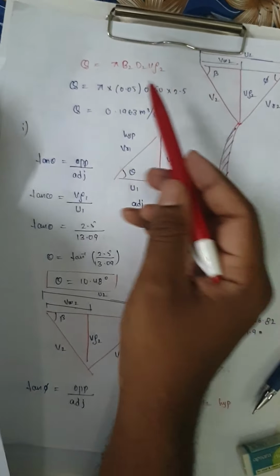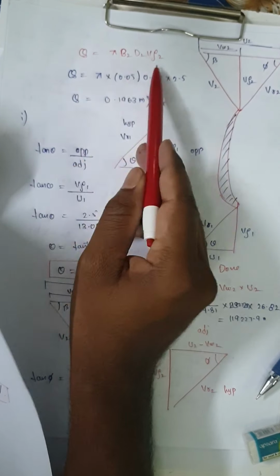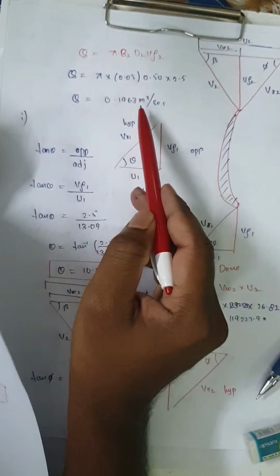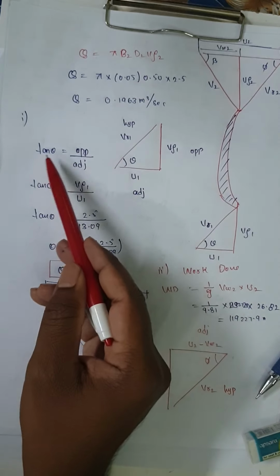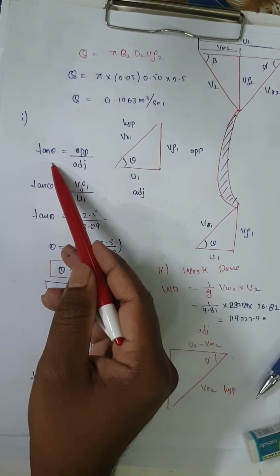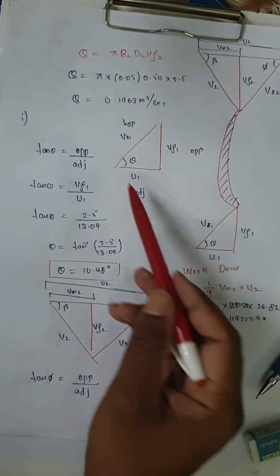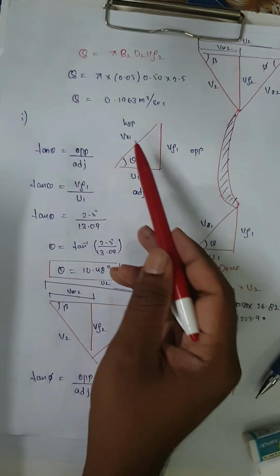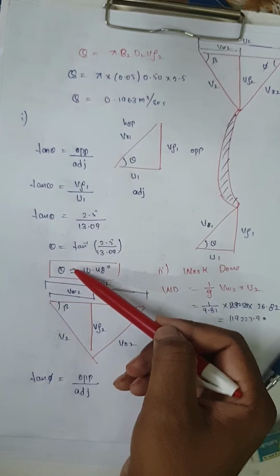Whenever discharge is given, try to take this formula. With the help of that, find out the discharge, unit will be meter cube per second. Then you have to find out the inlet angle. For finding inlet angle, select this one. In this one is u1, vf1, vr2. You can select and find out the theta.